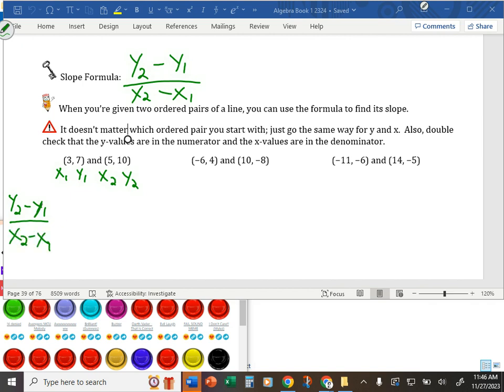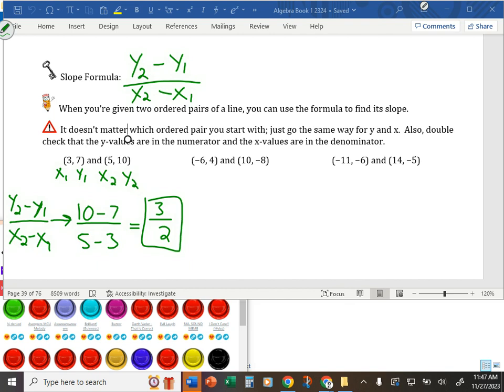So if this is our formula, y2 minus y1 over x2 minus x1, we're just going to plug in the numbers now. Our y2 value is 10. Our y1 value is 7. So 10 minus 7. Our x2 value is 5. Our x1 value is 3. 5 minus 3. Our numerator, 10 minus 7 is 3. Our denominator, 5 minus 3 is 2. And so our slope is 3 over 2.